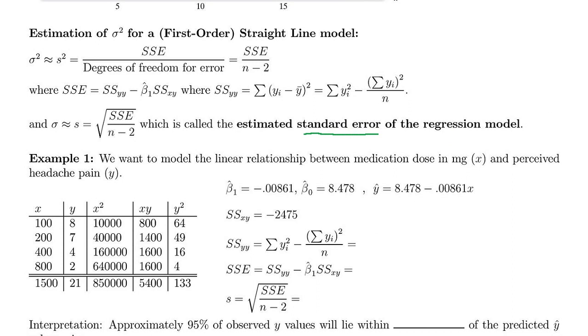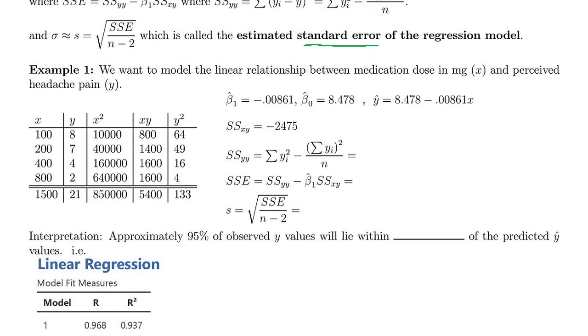So let's consider our example from the previous section. We're modeling the linear relationship between a dose of medication in milligrams and perceived pain level y. Here's the extensions table all completed. We completed everything before except the y squared column, and these are the sums of the various variables on the bottom. We also computed beta 1 hat as negative 0.00861 and beta 0 hat as 8.478, and this was our model to 3 decimal places. We previously computed sum of squares of xy to be negative 2475.